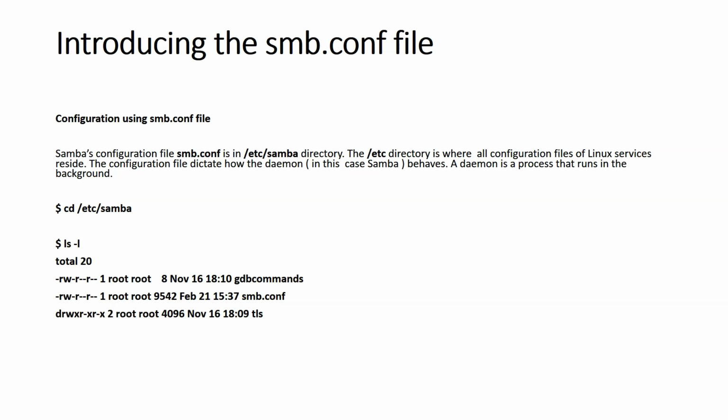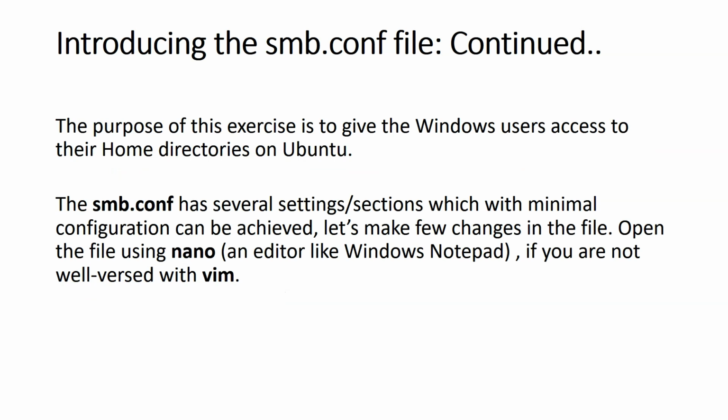So let us go over to the /etc/samba directory and we see two files and one directory, and the main file we are looking for is smb.conf. We continue with the smb.conf file on the Ubuntu system. The purpose of this exercise is to give the Windows users access to their home directories on Ubuntu.